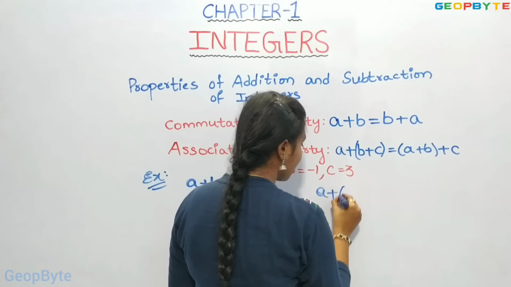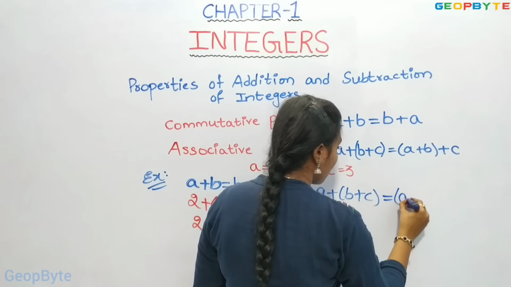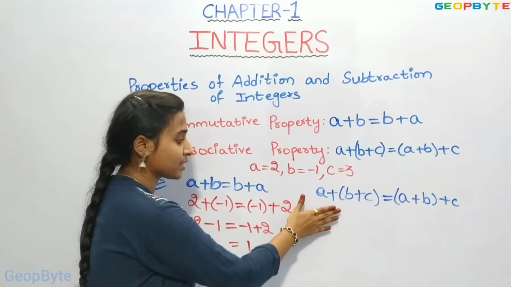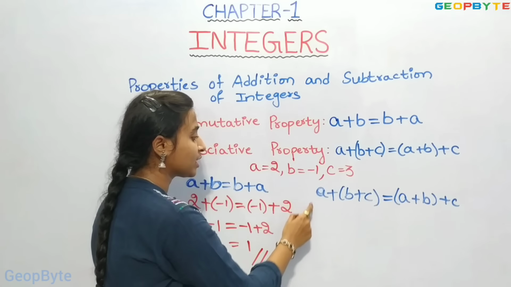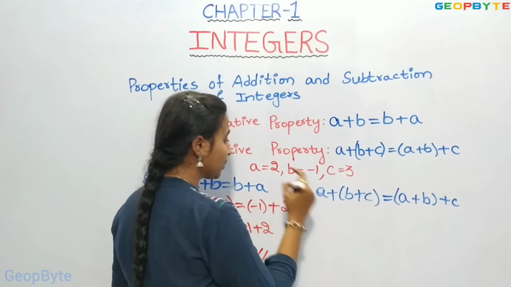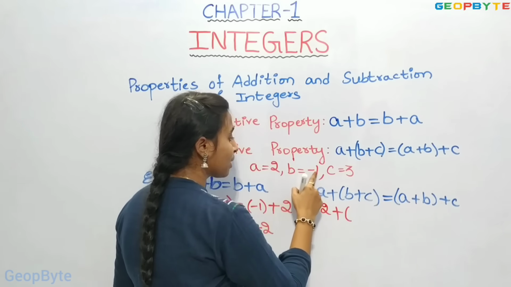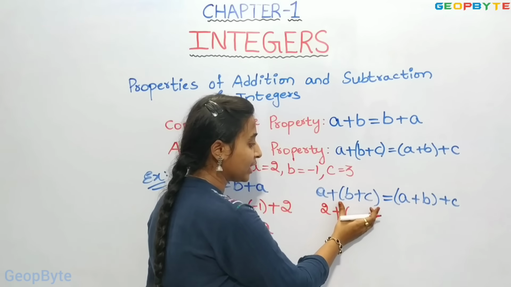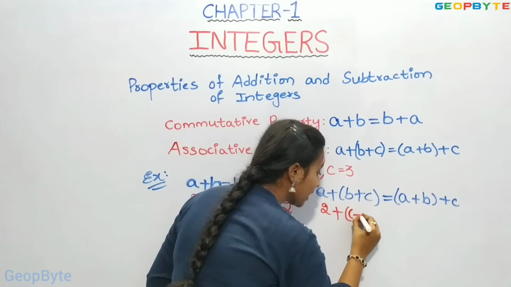A plus B plus C is equal to A plus B plus C. Yes, this is the property, right? Now we will substitute these numbers in this property. We have A as 2 plus B as minus 1. See, we have bracket here. Again, we have to put this minus 1 in a bracket.